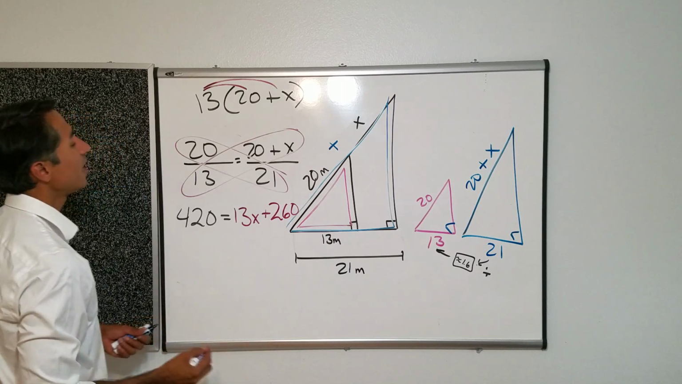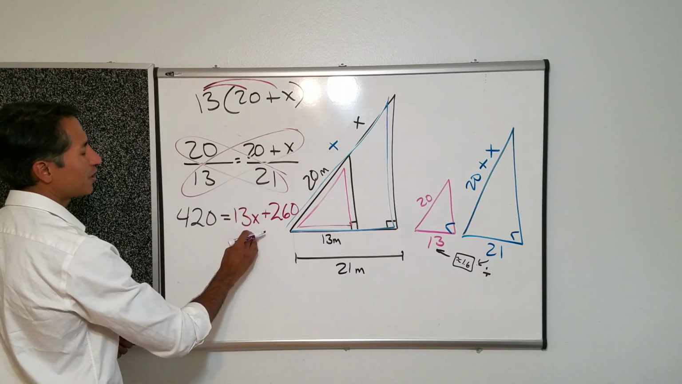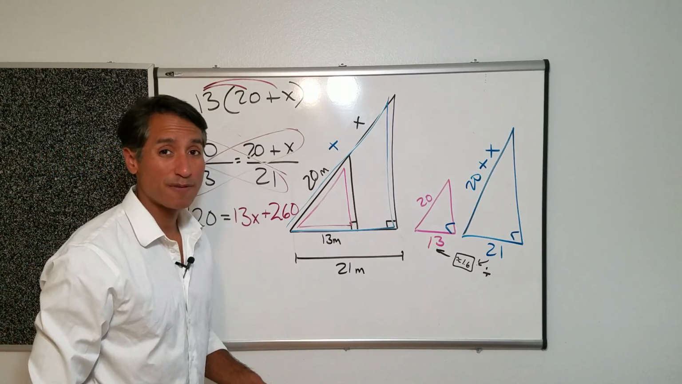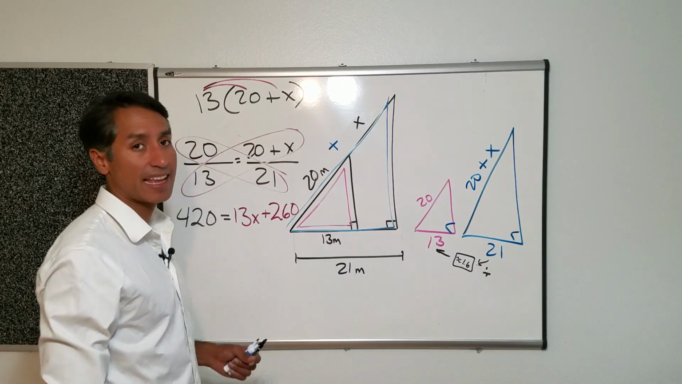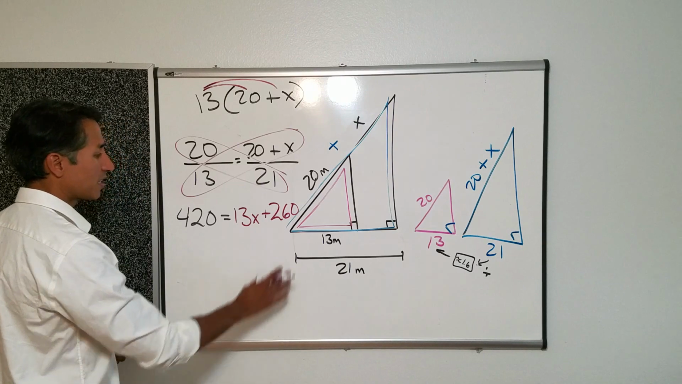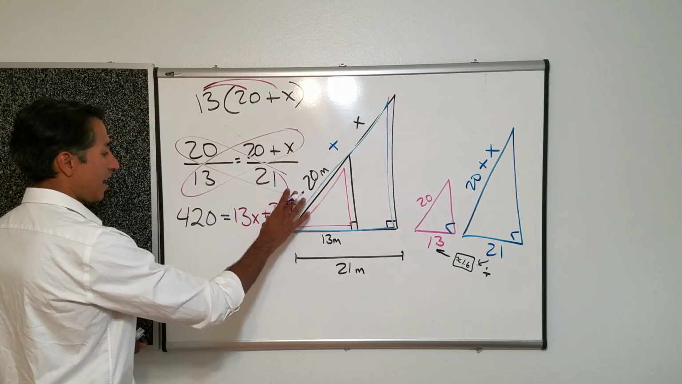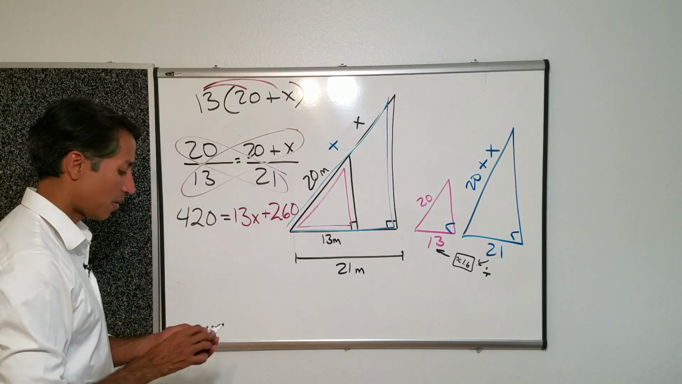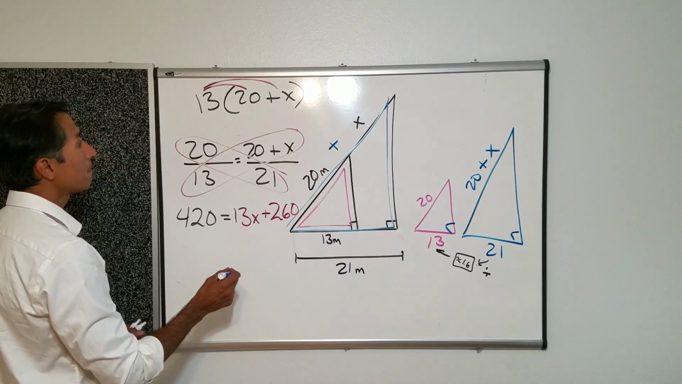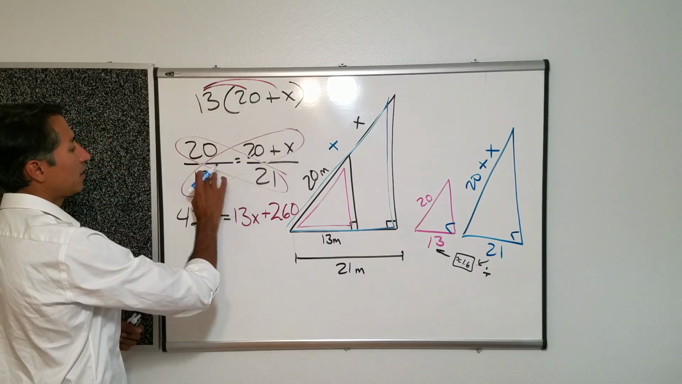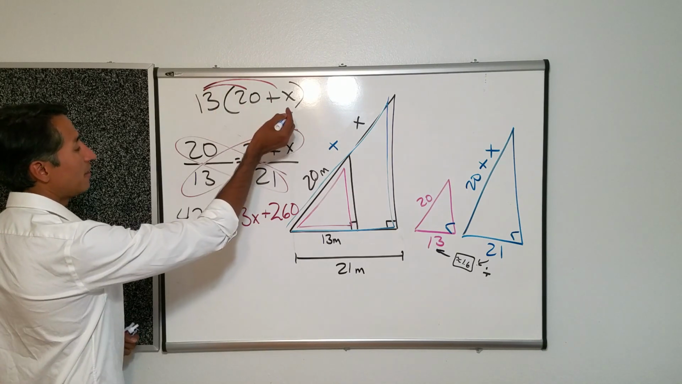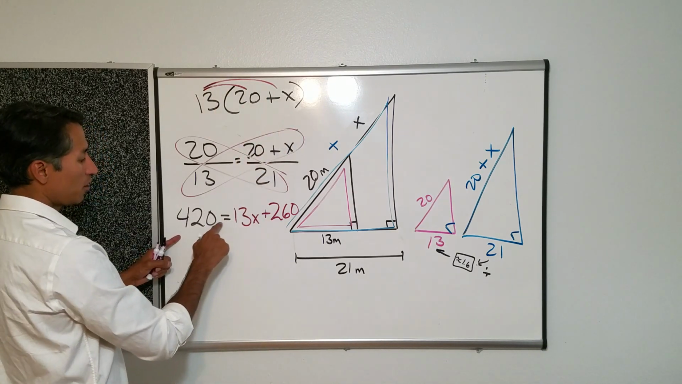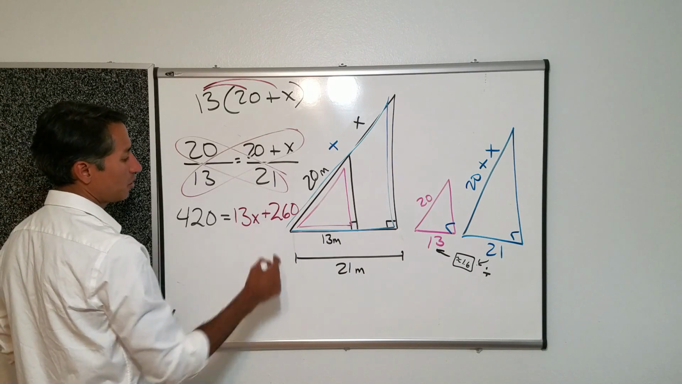Running out of space. I did the x first. Does it matter which one you put first? It doesn't. It's just a habit of mine to write the one that has the x first, because I know I'm going to be getting rid of this guy, and so it just looks a little cleaner as well. Okay, so I distributed my 13. I multiplied these two together, right? This is a quantity, so I had to do it in that fashion. I now have 420 equals 13x plus 260.